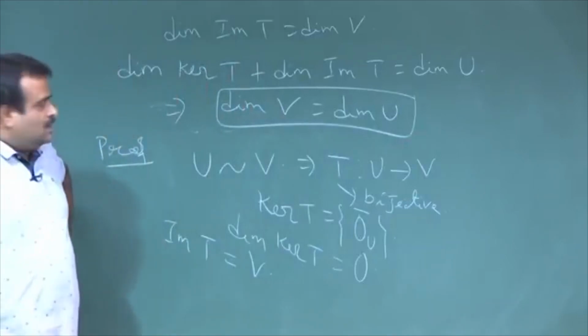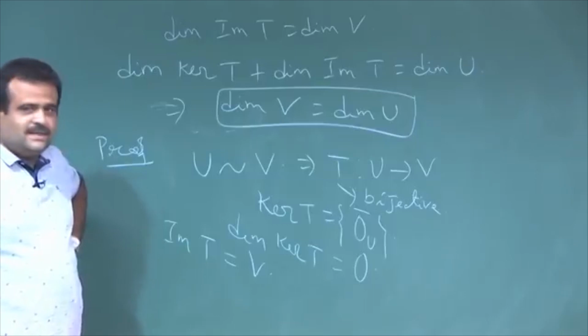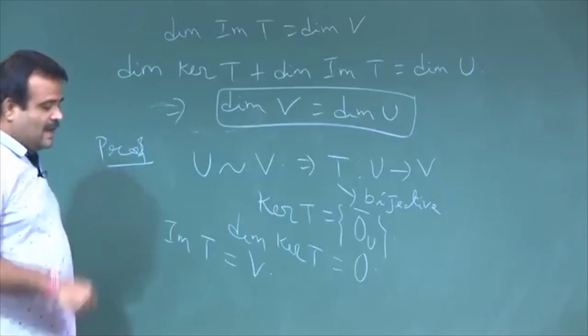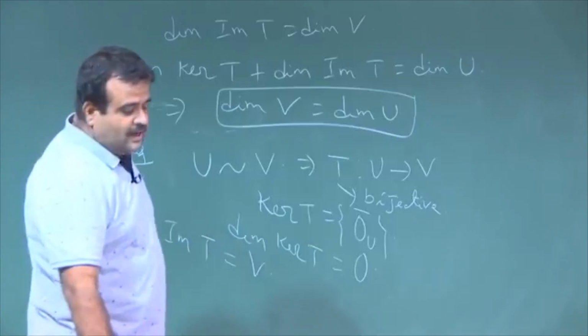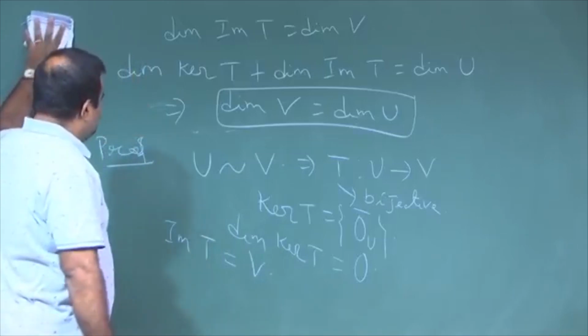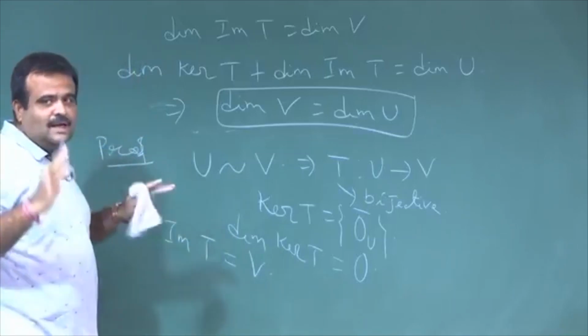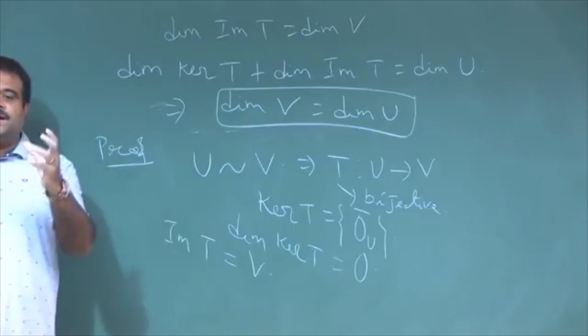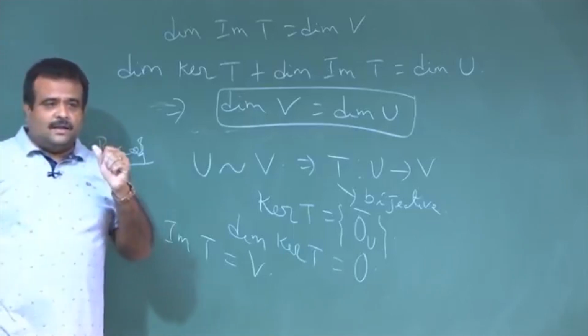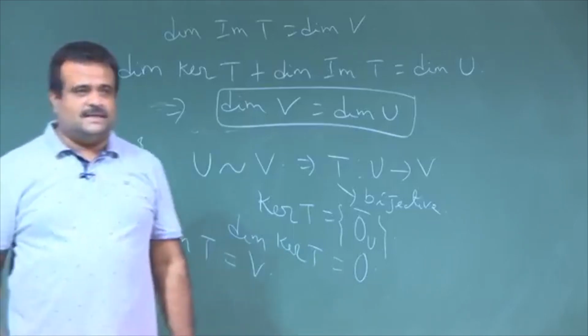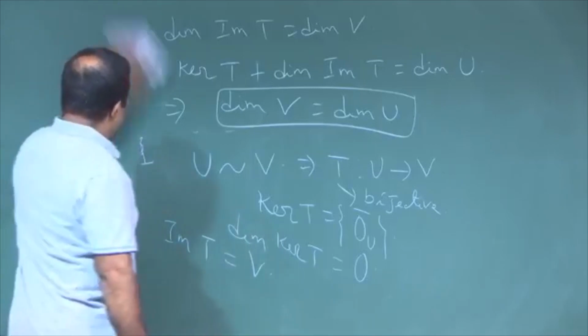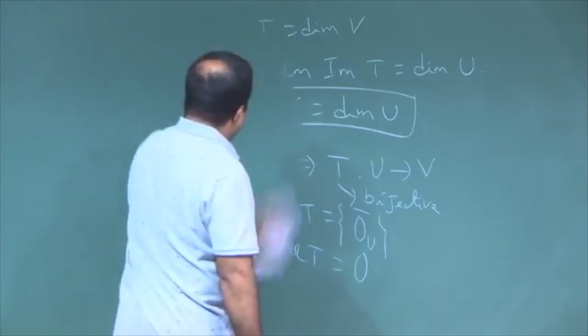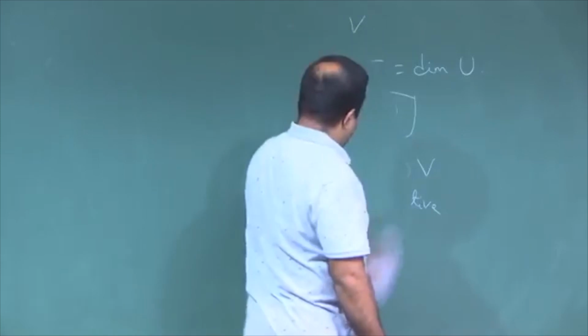So, if there is a bijective mapping, then their dimension is the same. And the second part of the theorem is, if their dimension is the same, then we have to show that they are isomorphic. That means we need to define a linear transformation which is bijective. So, let us try that. This is the second part of the theorem.